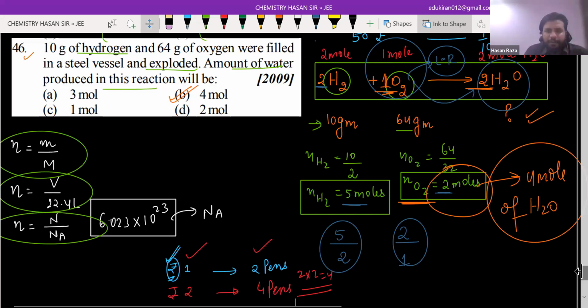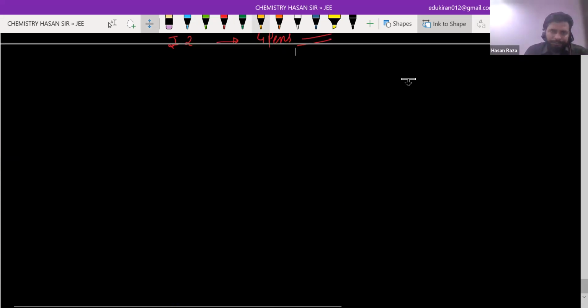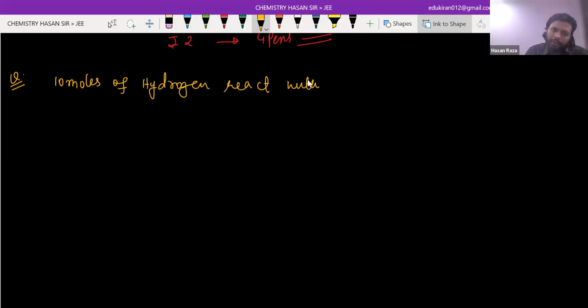Can I change the slide? Yes, sir. Okay, I'm gonna write a very easy question here. 10 moles of hydrogen react with 15 moles of iodine to form hydrogen iodide.